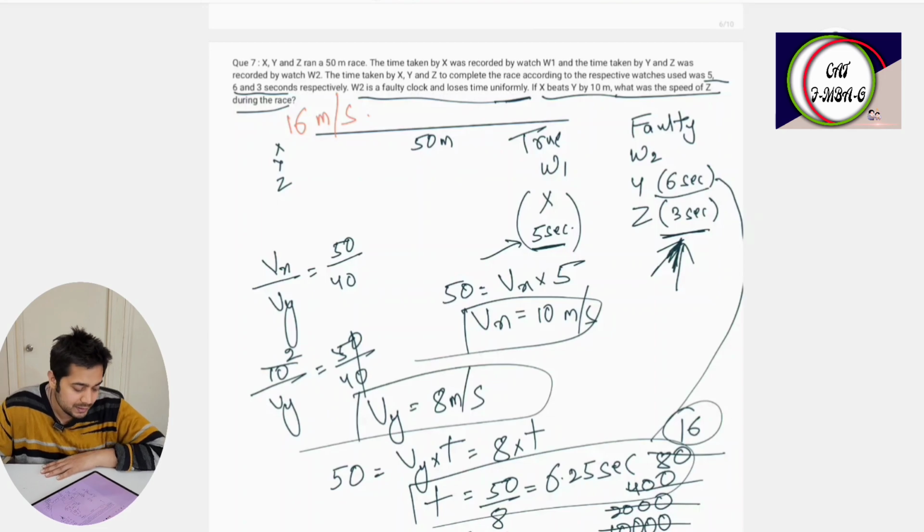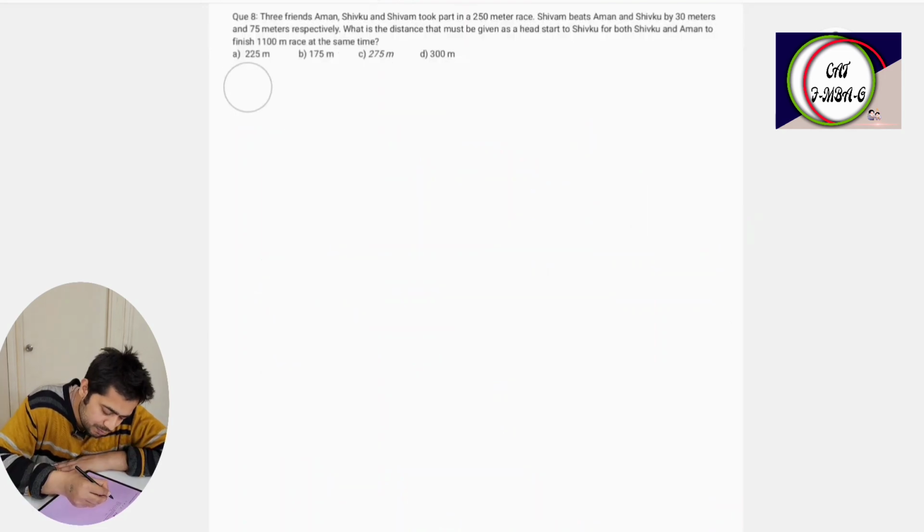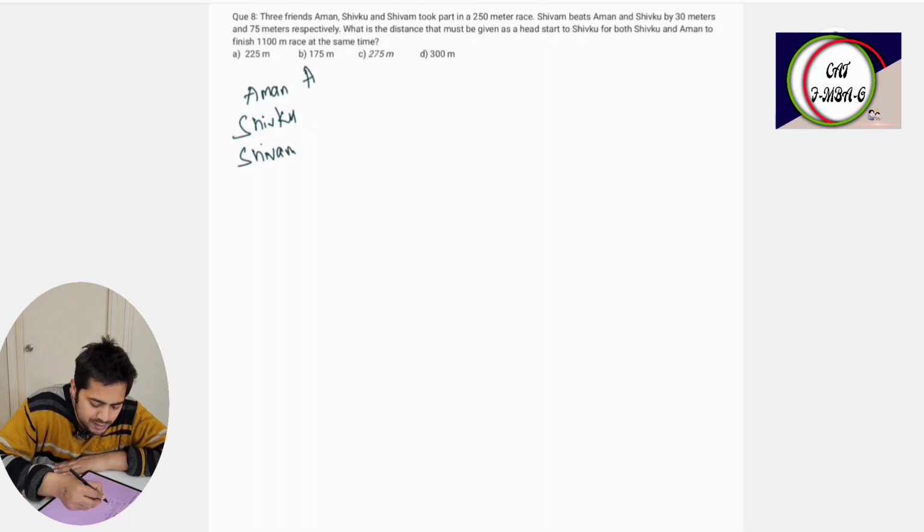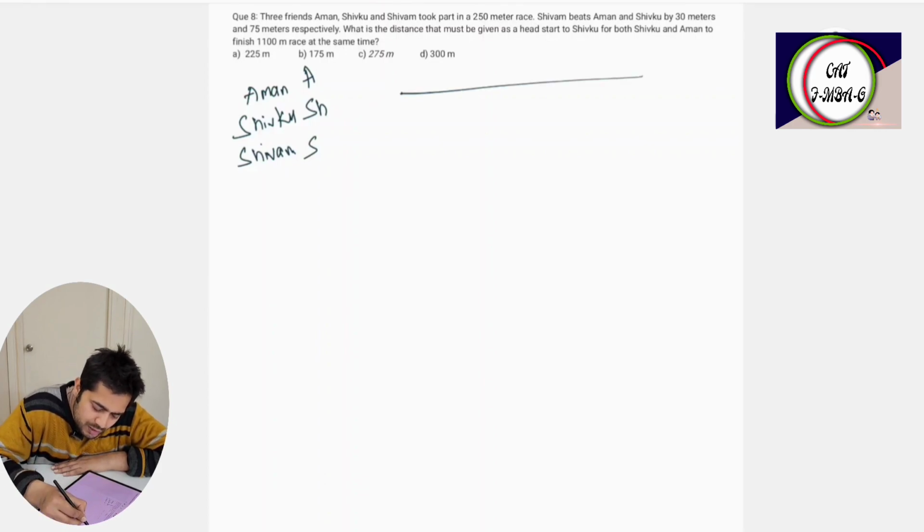Okay, let's see the next question. Three friends, Aman, Shivku and Shivam, are there. I will represent Aman as A, Shivku as SH, Shivam as S. They took part in a 250-meter race. The race is of 250 meters. Shivam beats Aman by 30 meters.